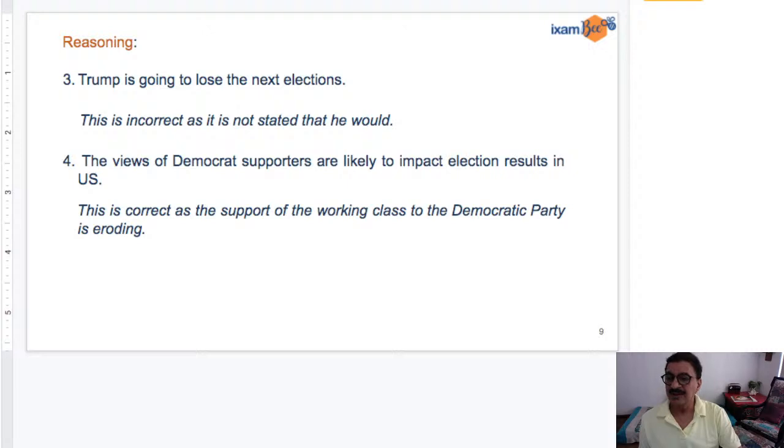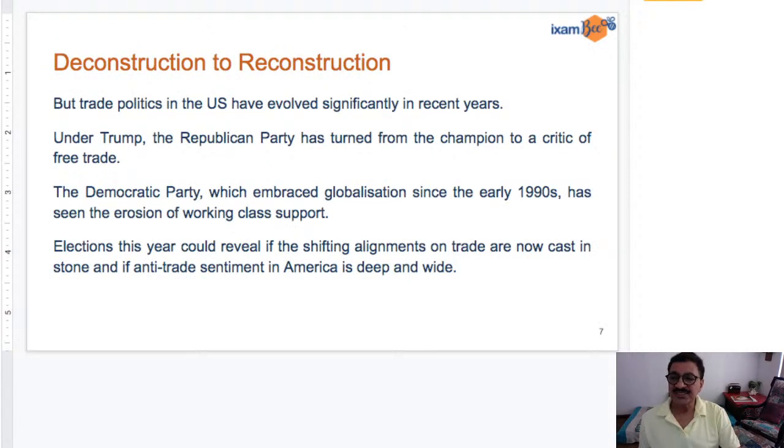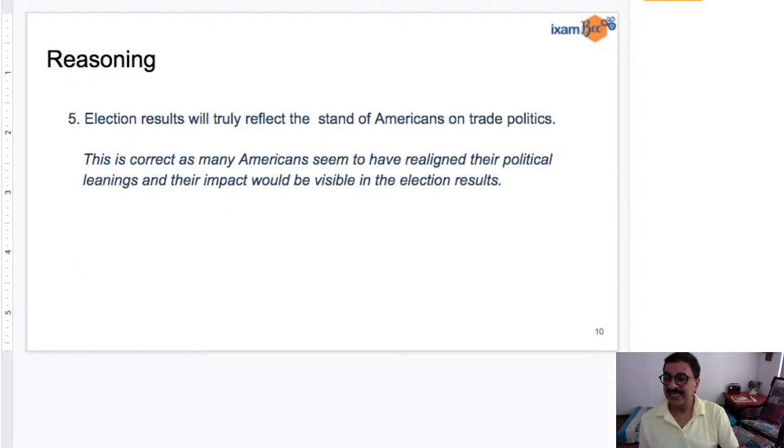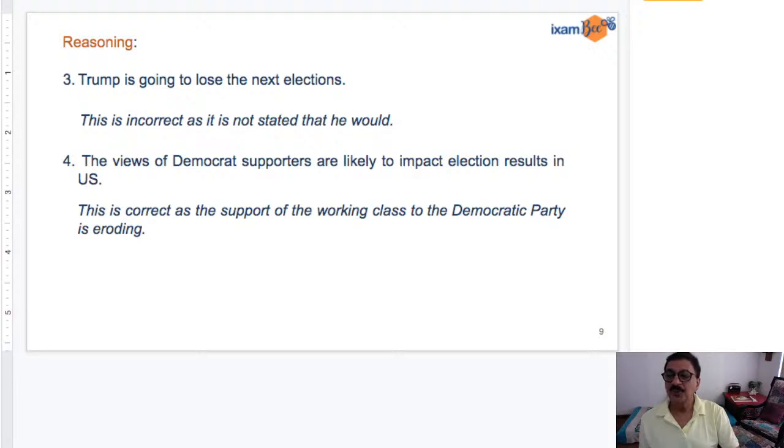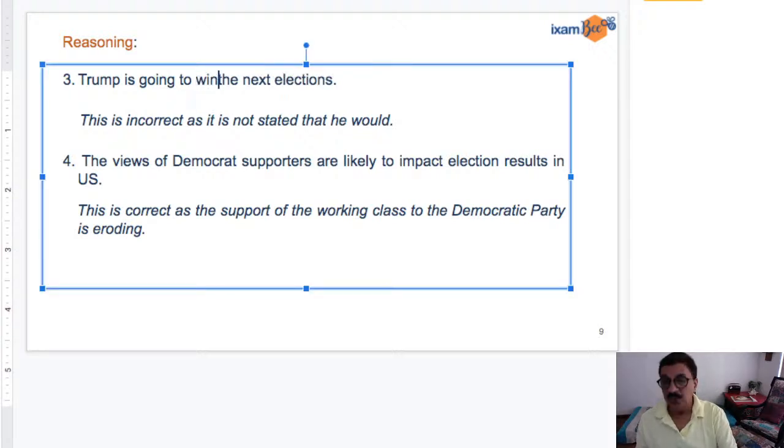Let's go back to the para. Elections this year could reveal if the shifting alignments on trade are now cast in stone. So it is not saying who is going to win or who is going to lose. They are not saying that Trump is going to lose the election, or for that matter, that Trump is going to win. I could also ask you this question, change this a little and say Trump is going to win the next elections. Can we say that from the above paragraph?